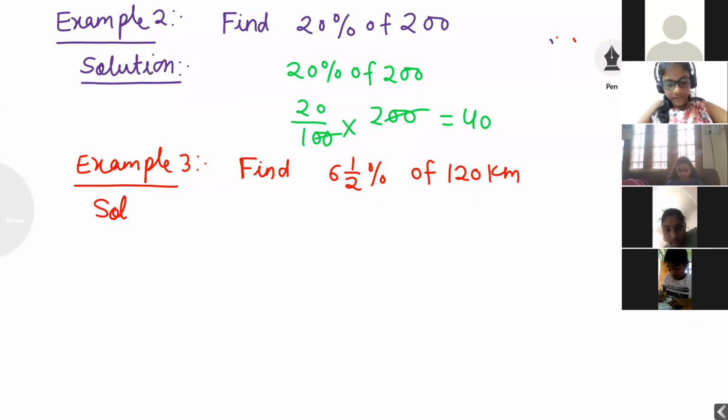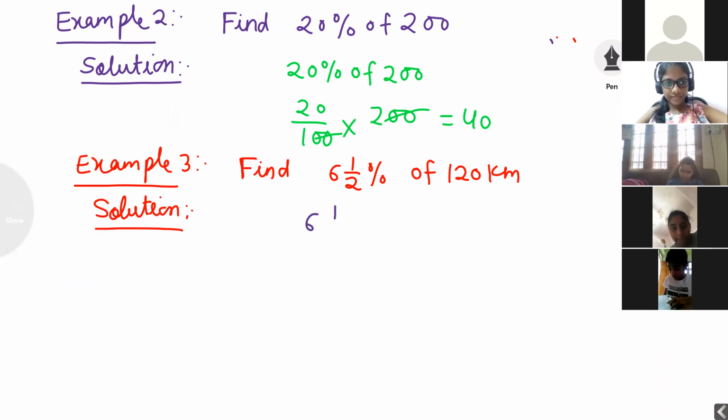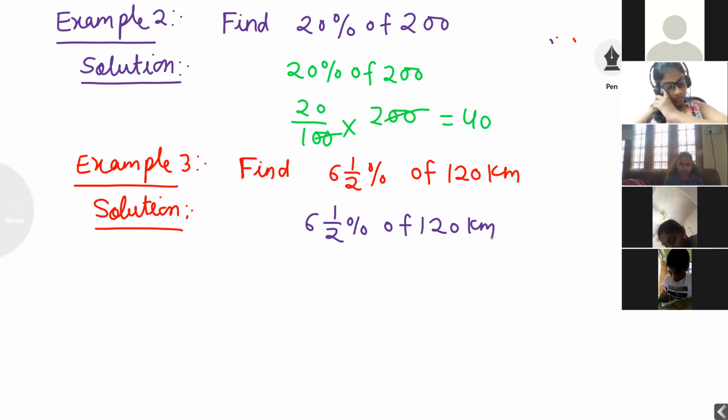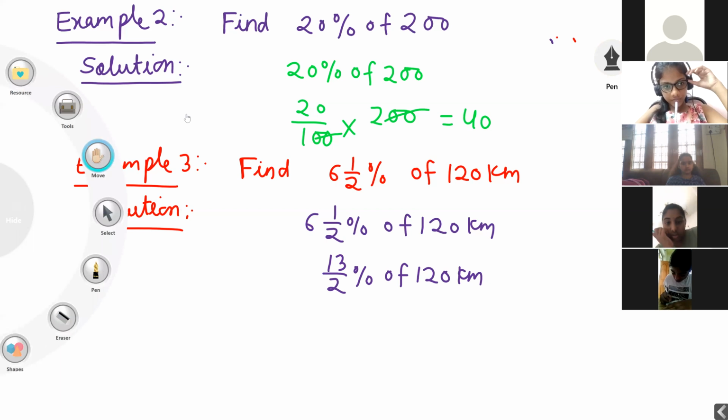Don't be afraid if a fraction is coming. Firstly, the mixed fraction I want to convert into an improper fraction. The question he has given is 6 integer 1 by 2 percentage of 120 kilometer. Now 6 integer 1 by 2 I convert into improper fraction: 2 6s are 12 plus 1, 13. 13 by 2 percentage of 120 kilometer. Now 13 by 2 percentage I want to convert. How to convert? Concentrate, everyone.